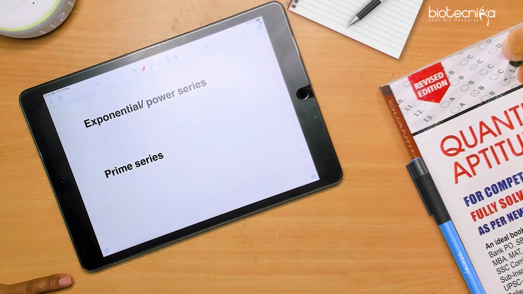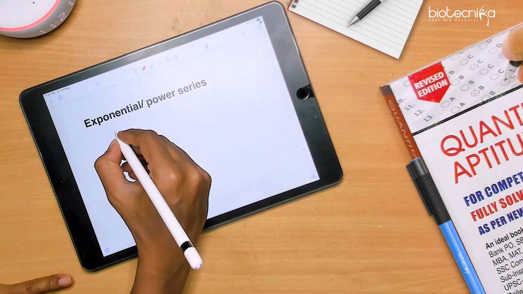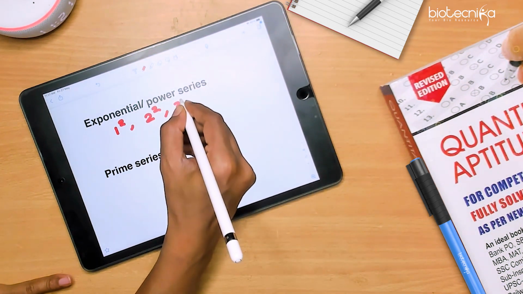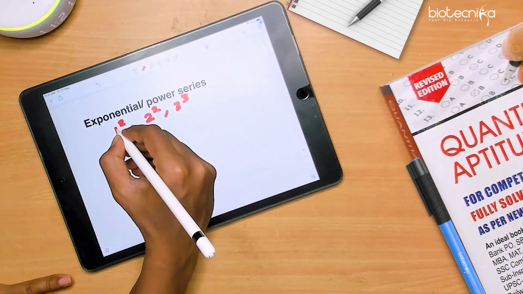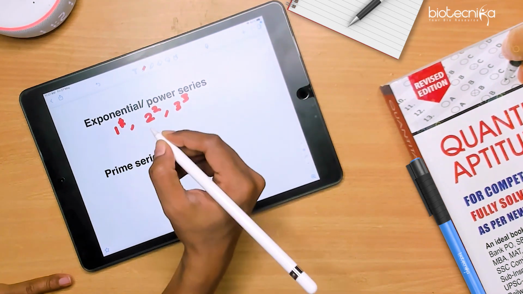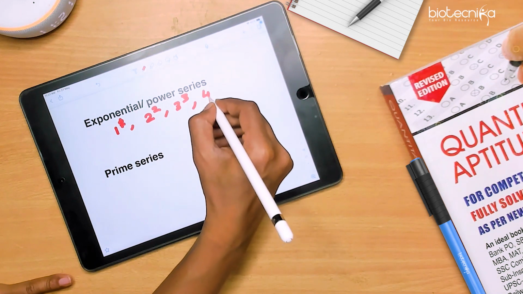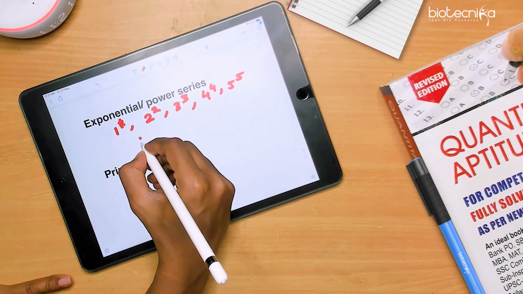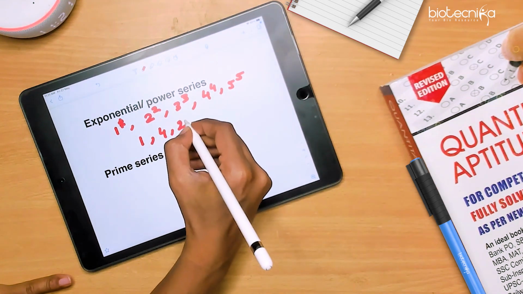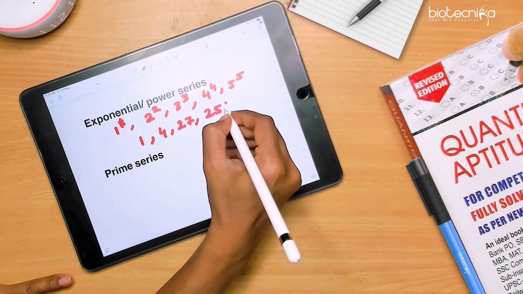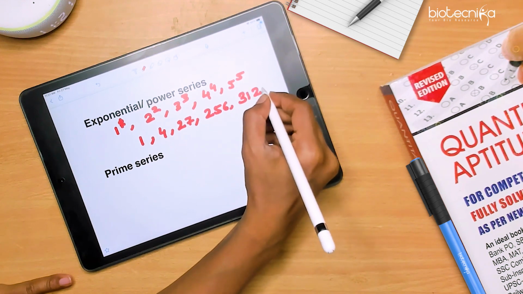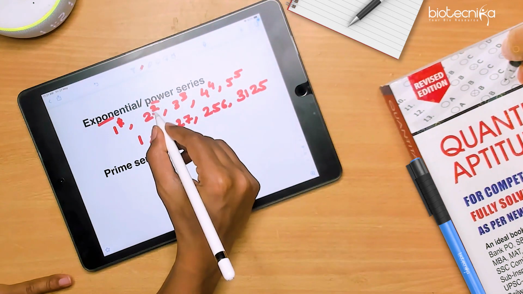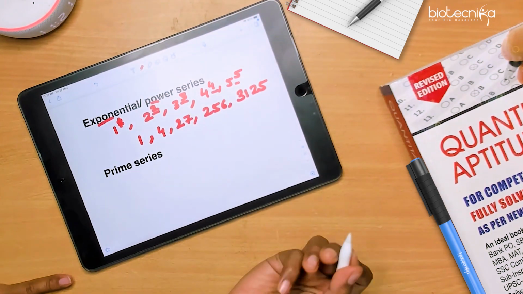Next is exponential power series. For example, if I have 1 to the power 1, 2 square, 3 cube, 4 to the power 4, 5 to the power 5, you will be getting the series 1, 4, 27, 256, 3125. This is what is an exponential or the power series. So this power, they can change to anything. They can give it in any form.